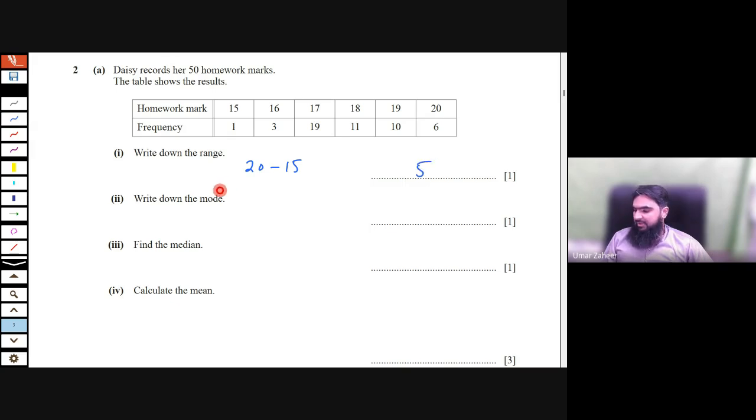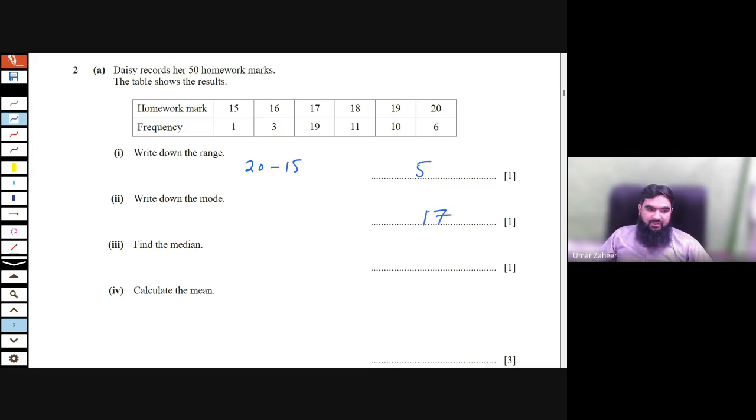5. Next, we have to write down the mode. The mode is the most repeated value. So which value has the higher frequency? That is, sorry, 17. 17 has the higher frequency, so we are going to get 17 as our mode.